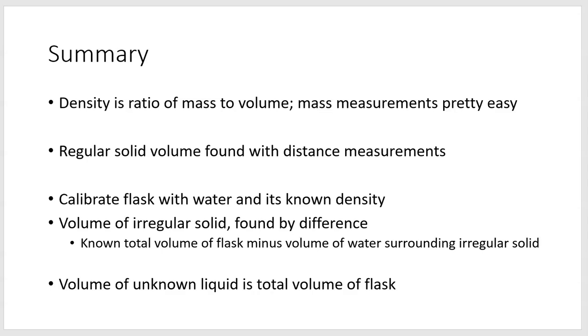For liquids, we can take a container, and as long as we can make sure that there's no air trapped in the container, we can fill it completely, and that will give a reproducible volume that we can calibrate based on a known density. We use the known density of water. And we found the volume of the irregular solid by difference, and the volume of the unknown liquid is just the total volume of the flask.